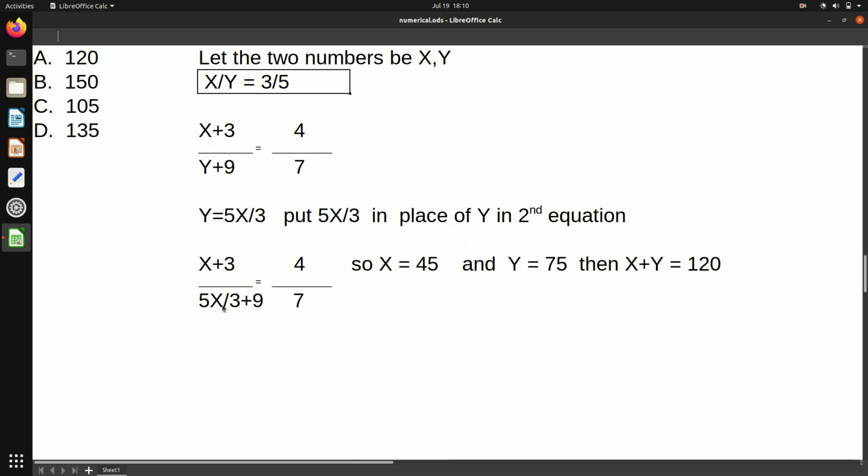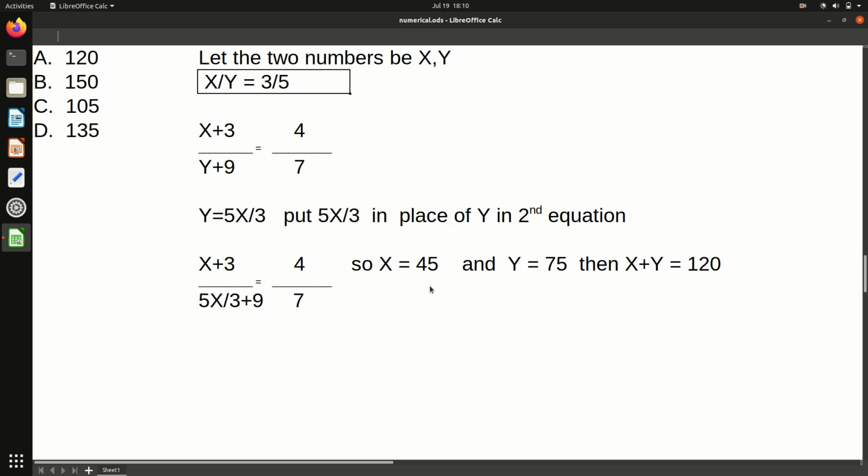over y, where y is 5x by 3, plus 9, equals 4 by 7. So see how simple it has become. Now everything is in x, so we can easily solve this. We can do cross multiplication, and from here I have taken out the value of x, which is 45. So the value of x we got is 45.